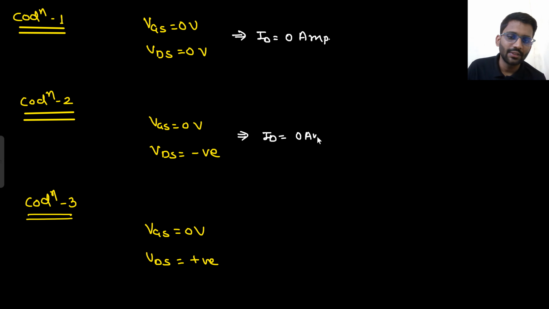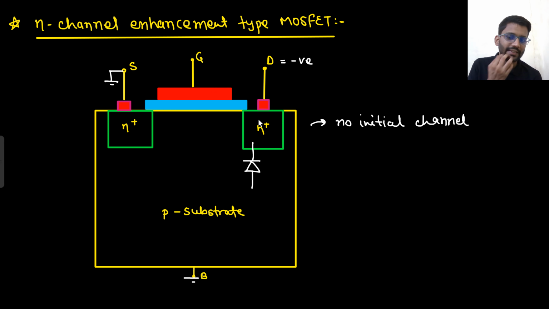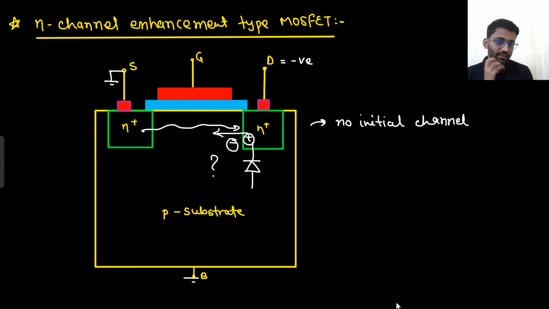Now still my VGS is 0, and I am applying positive potential at the drain. If I apply positive potential, this will be reverse bias, so there will be a high electric field. But whom will this high electric field attract? Are there any electrons? If there were any electrons, they would have gone here. Now these electrons cannot be attracted by this electric field. Why so? Because there is no channel.